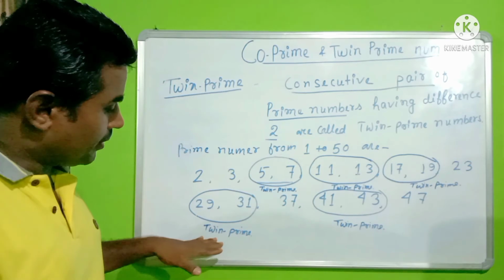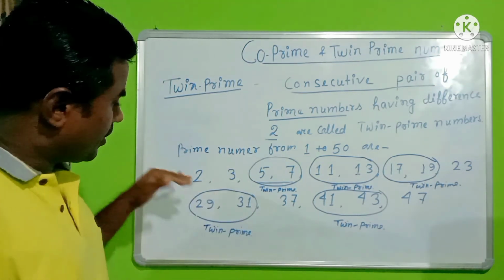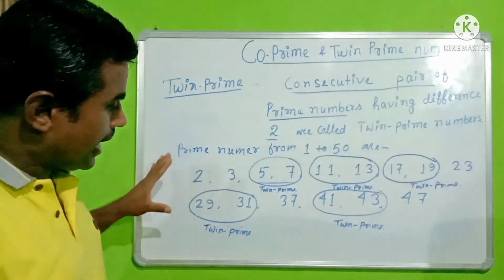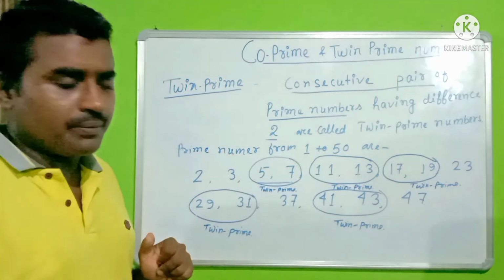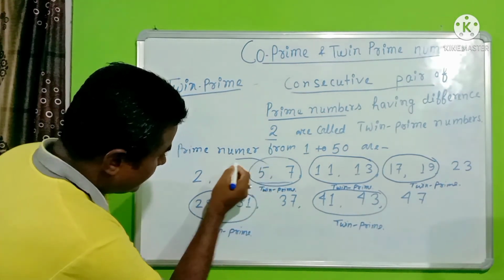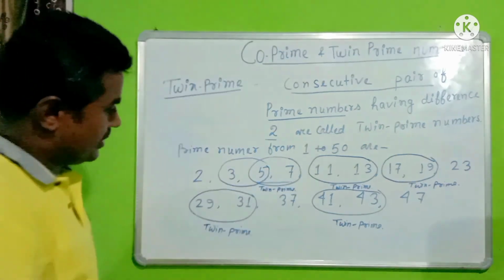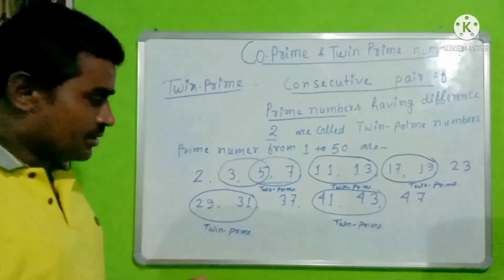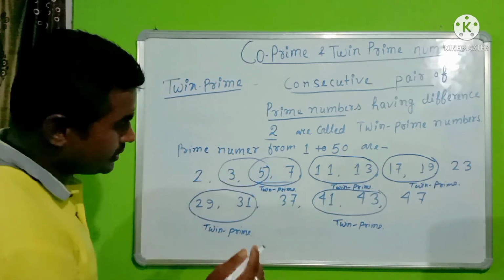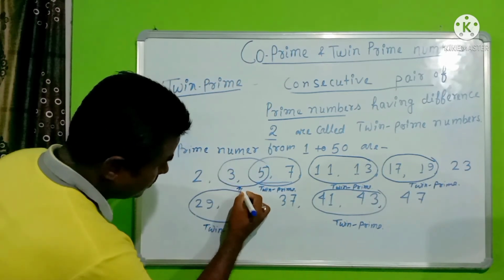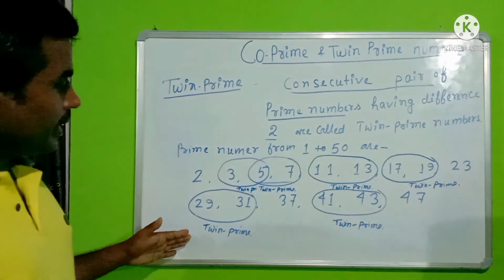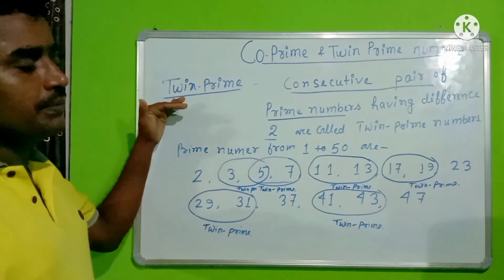So student, you got the twin prime numbers. Here first I wrote all the prime numbers from 1 to 50 and then selected the twin prime numbers. Again student, here you see another twin prime pair. It is 3 and 5. 3 and 5 are consecutive prime numbers and their difference, 5 minus 3, is 2. So this pair is also twin prime. Okay. So in this way we find the twin primes.